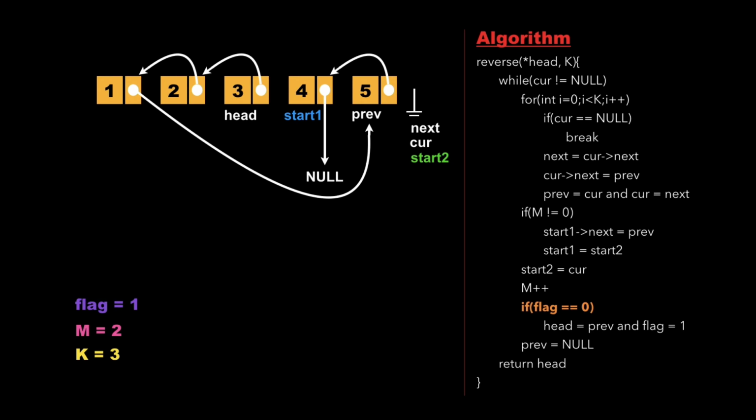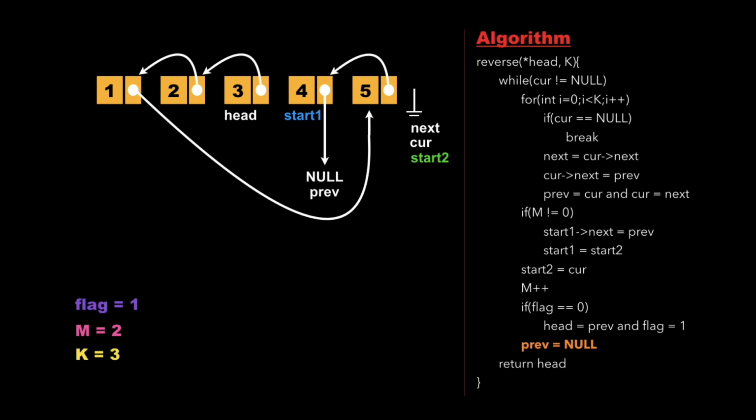Then we check whether the value of flag is 0. No, it is not. So we update the value of previous as null and again check whether current is not equal to null, but this time the value of current is null. Therefore we exit the while loop and finally return the head node. So the linked list will look somewhat like 3, 2, 1, 5, 4.